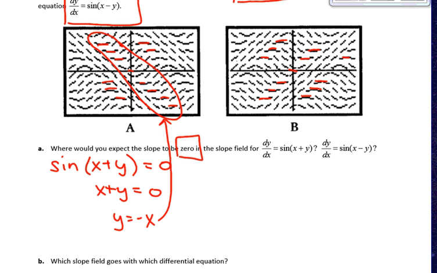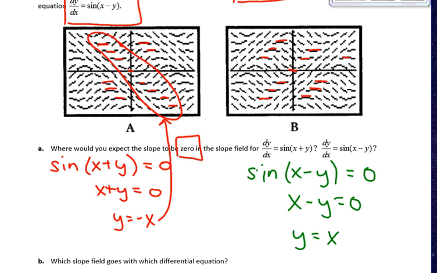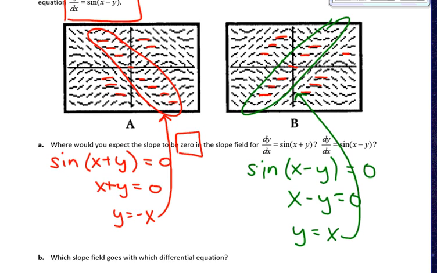Again, we can look at the same thing with the sine of x minus y. If the sine of x minus y equals 0, that means x minus y equals 0. Solving for y, we get y equals x. So along the line y equals x, you can see in part B, you have slopes of 0 there. That's something I would recommend you look for when you're matching differential equations: when you have a slope of 0. All right, and we've already answered which slope field goes with which differential equation, so we're good there.